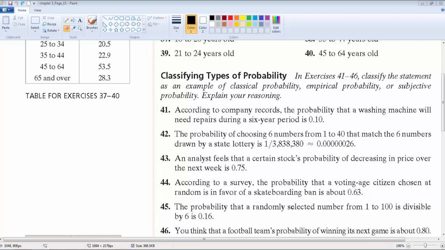The probability that a randomly selected number from 1 to 100 is divisible by 6 is 0.16. Again, this is based on the number of possible outcomes, and this would be considered classical probability, often called theoretical probability.